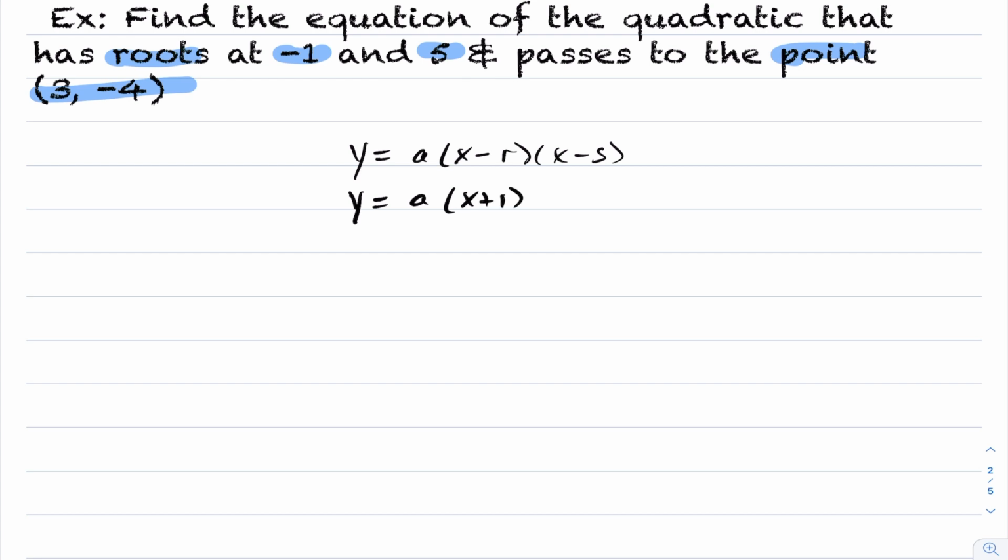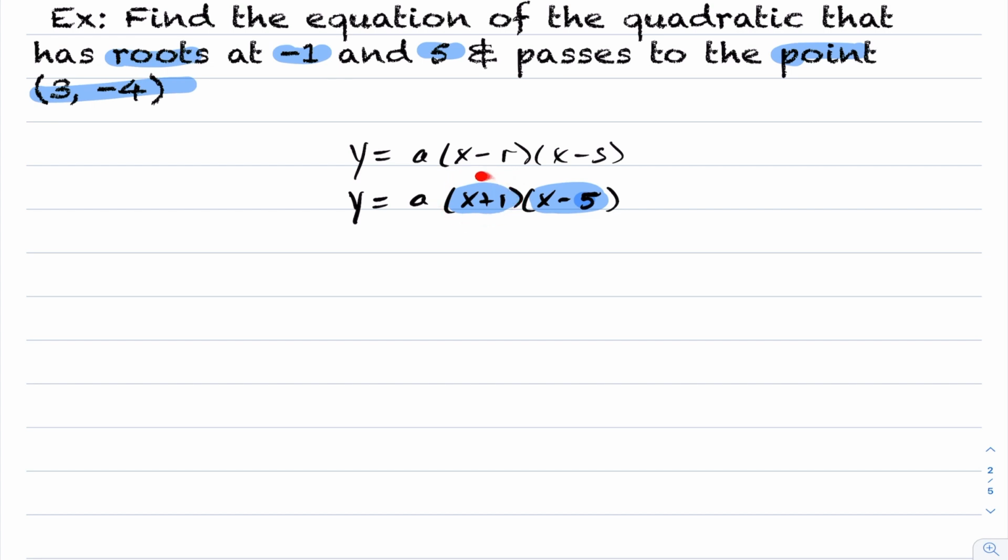The reason for that is if I were to solve for x here, you would have to set it equal to 0 and isolate for x, in which case you get -1. Likewise, if I want to have a root at 5, I would have to put in x minus 5 here. Again, if I solve for x, I would isolate for x, and then my root would be 5.